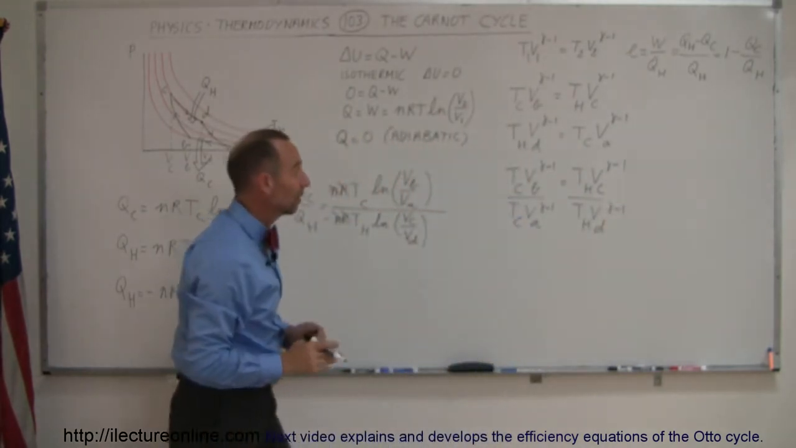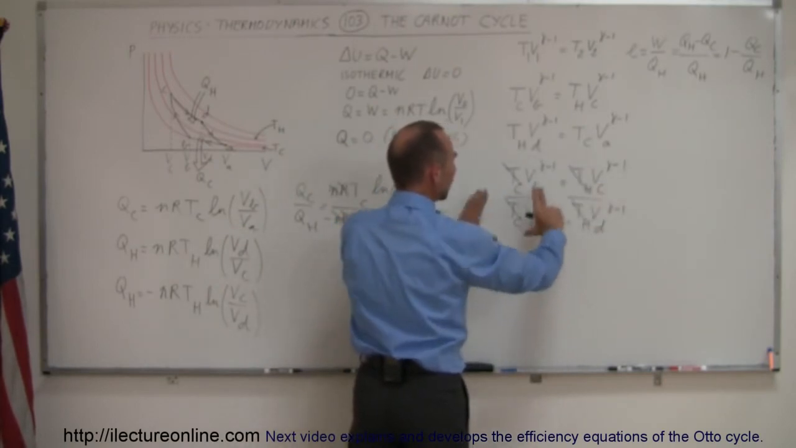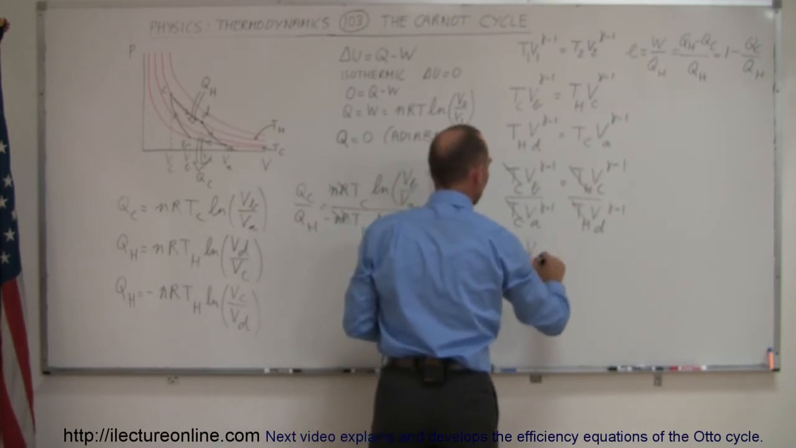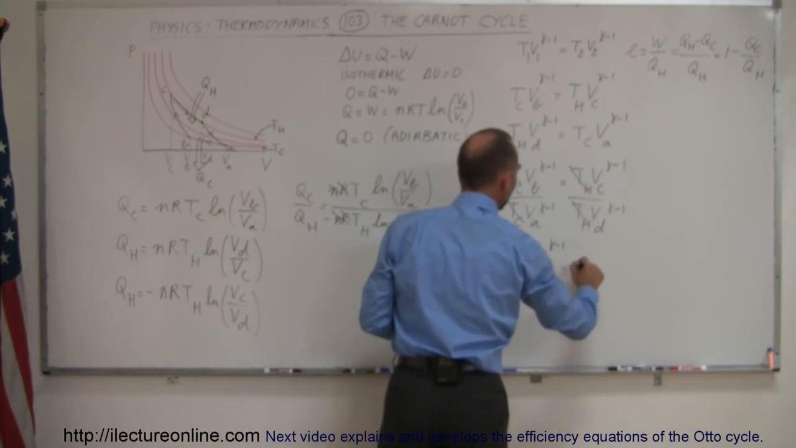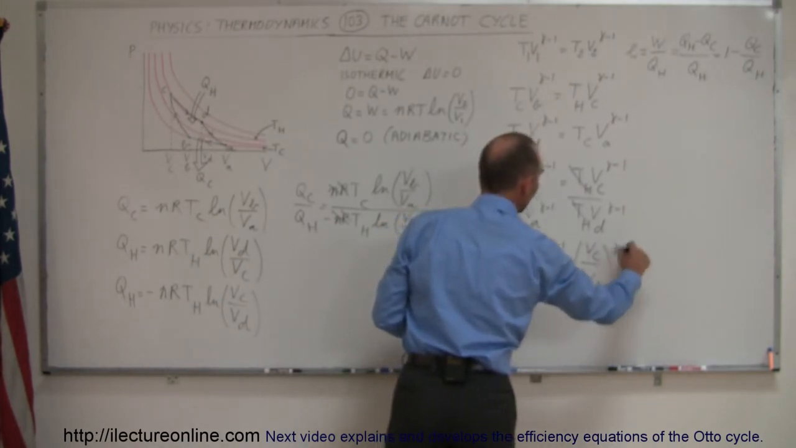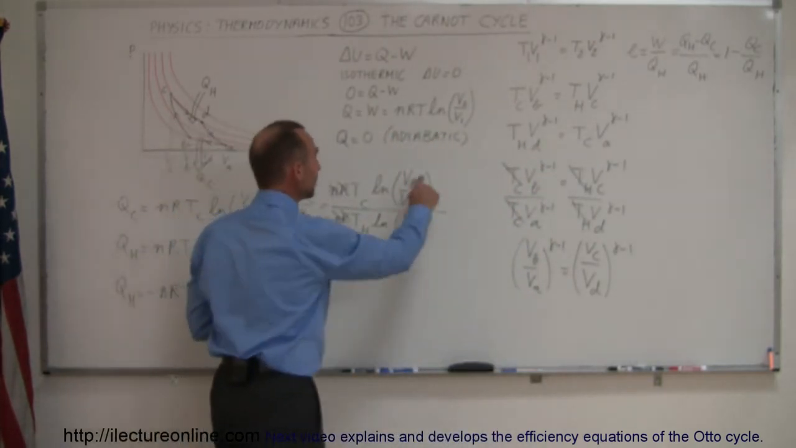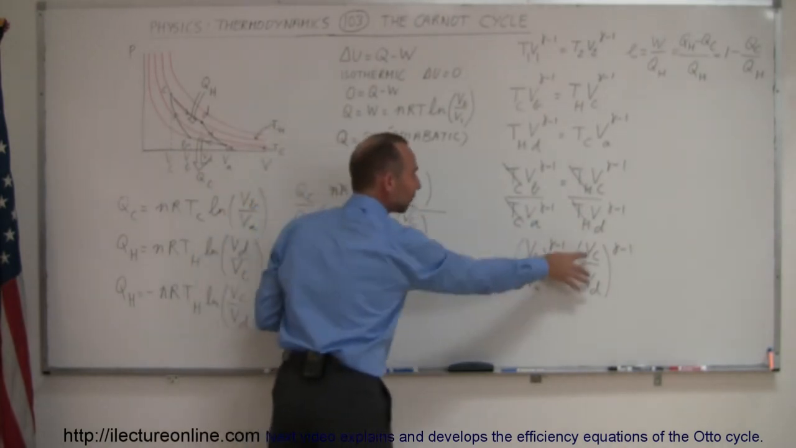Notice what we've done here. You can see that the Tc's cancel out and the Th's cancel out. And then you combine the Vb over Va and Vc over Vd. So we can write that Vb over Va to the gamma minus 1 equals Vc divided by Vd to the gamma minus 1. Now, why did I do that? Well, take a look at this equation again. I have Vb over Va, and I have Vc over Vd, which is exactly what I have over here.